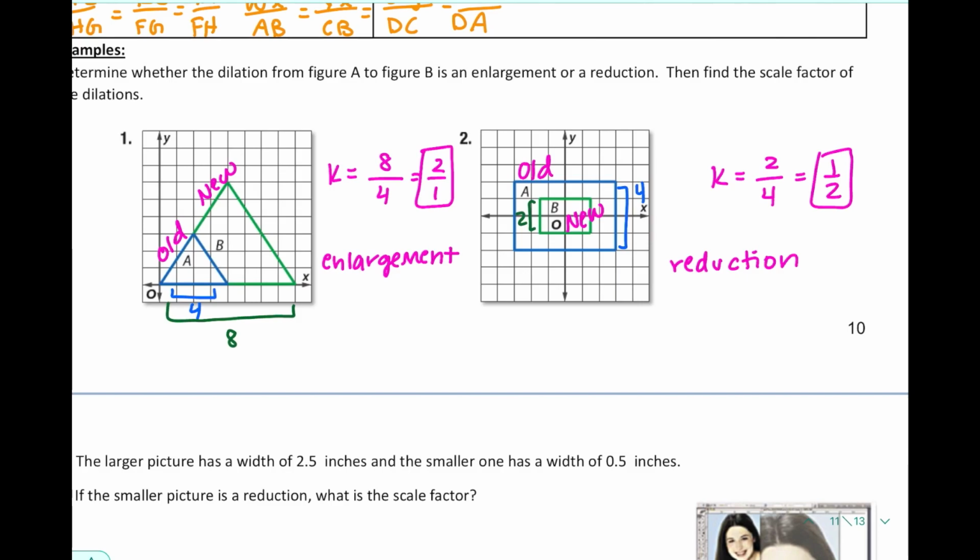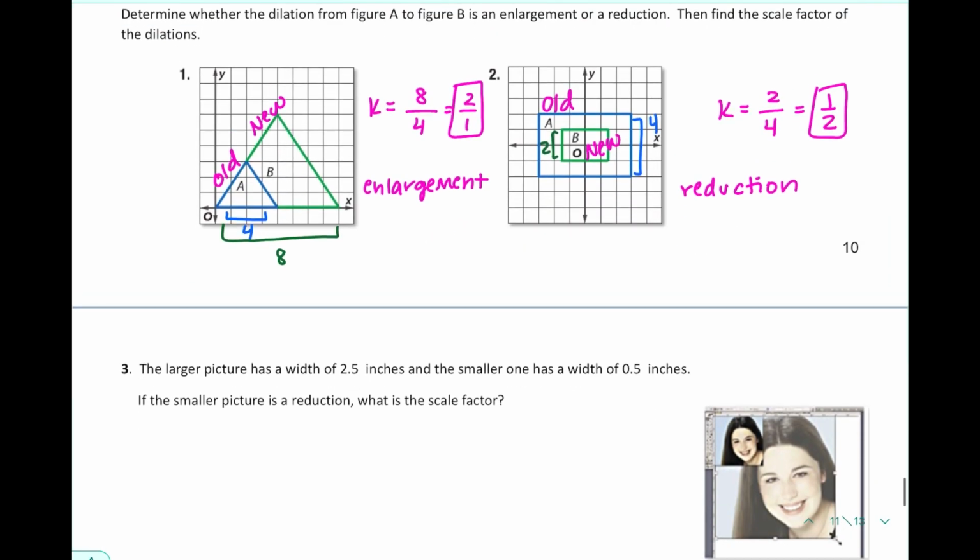So really, I don't think that's anything new compared to what we've been working on, but again, just really connecting this to dilations and making sure that you realize it's the same stuff.